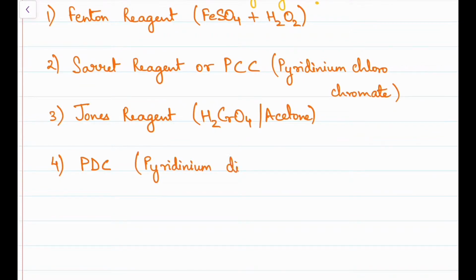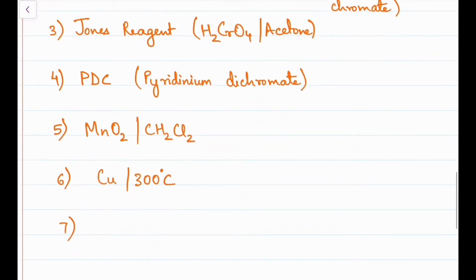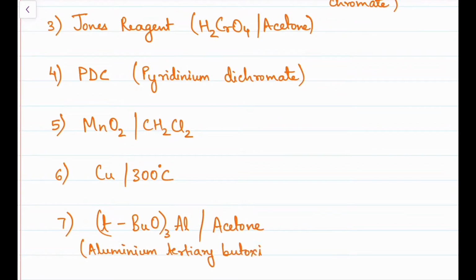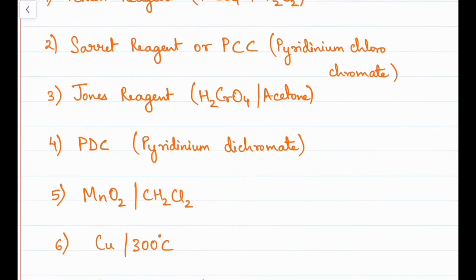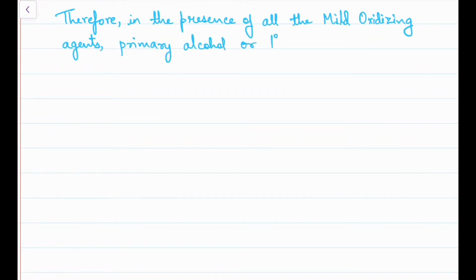PDC, which is pyridinium dichromate. Next is MnO2 and CH2Cl2. Then copper at 300 degrees Celsius. And the last is aluminium tertiary butoxide with acetone. So these are 7 mild oxidizing agents which are usually asked in exams. If they are present, then primary alcohol will oxidize only to an aldehyde, not to an acid.